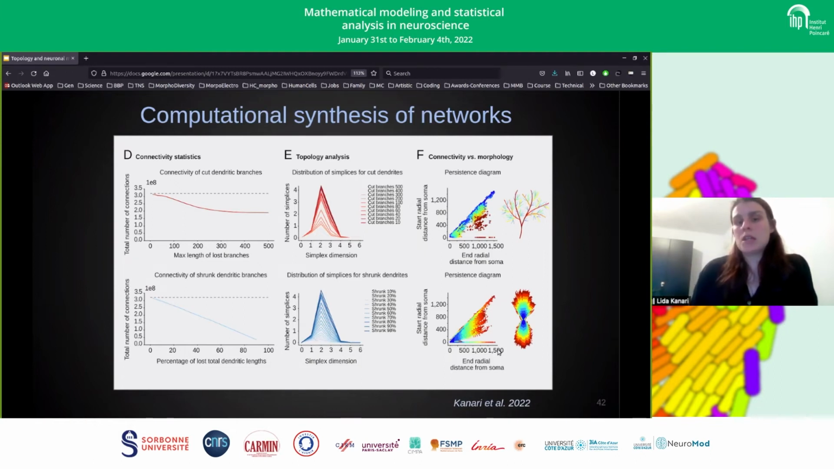And here is a statistical analysis of the phenomenon that I described before. You see that in the case where the branches are cut, so you end up with just the backbone of the neurons, the connectivity collapses much more slowly. In the case where the dendrites are shrunk, the connectivity collapses immediately. So you see a huge effect on the networks if you're shrinking the dendrites.